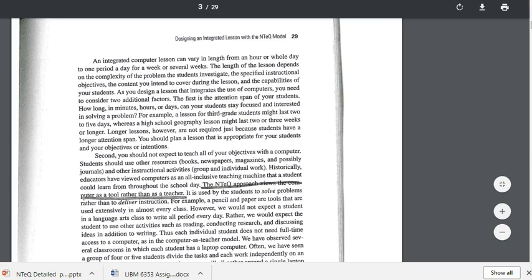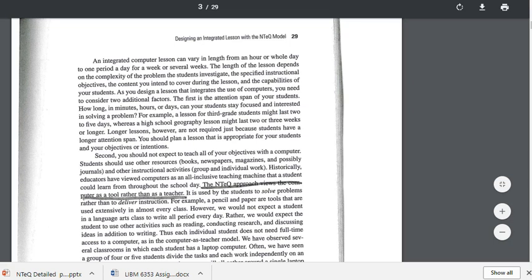Longer lessons aren't required just because your students have a longer attention span. You basically need to plan a lesson that's appropriate for your students and your objectives or intentions. The second factor you need to consider is that you shouldn't expect to teach all of your objectives with a computer. Students should use other resources: books, newspapers, magazines, possibly journals. It could be interviews and other instructional activities, including group and/or individual work.